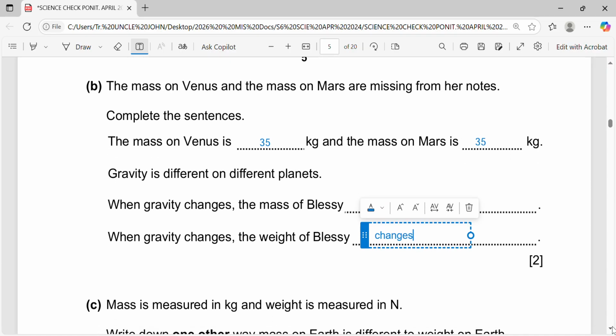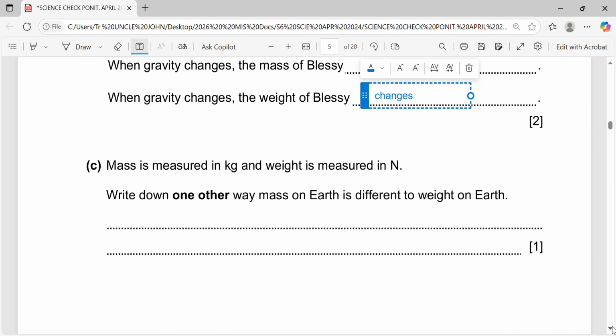Can go to C. We read it together again. Mass is measured in kilograms and weight is measured in newtons. Write down one other way mass on Earth is different to weight on Earth.